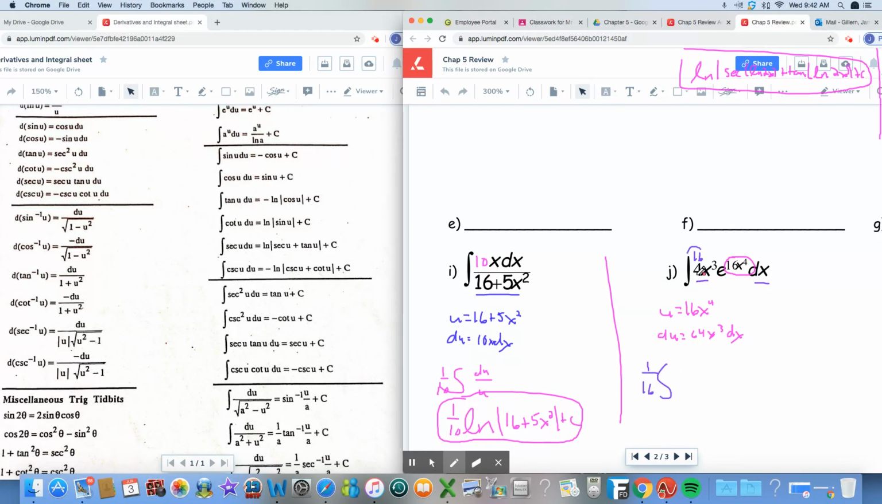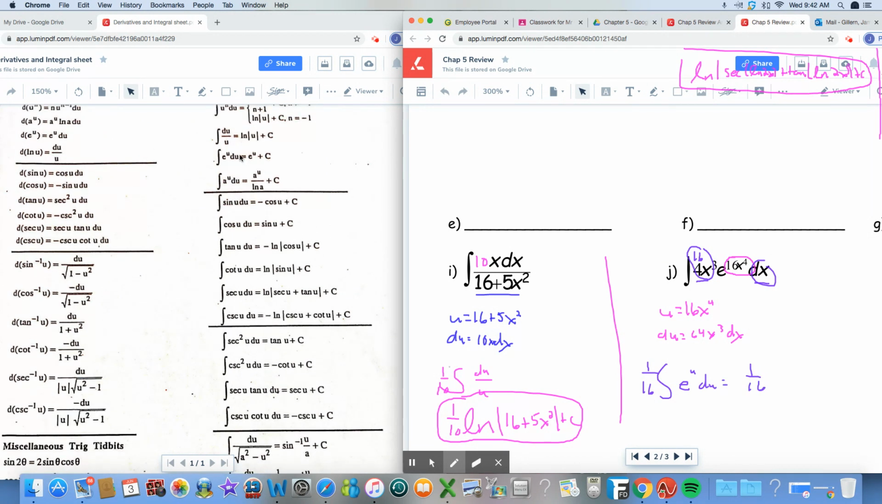All of this is my du, and I'm left with 1/16 e to the u du. Now follow the recipe. What's e to the u du? It's right up here, e to the u plus c. So 1/16 e to the u, which is 16x to the 4th, plus c. And there we go, there's a final answer.